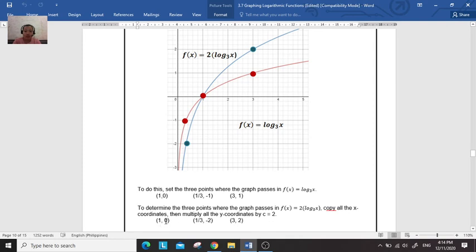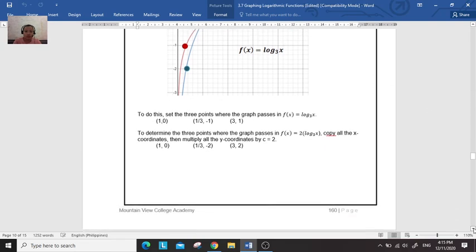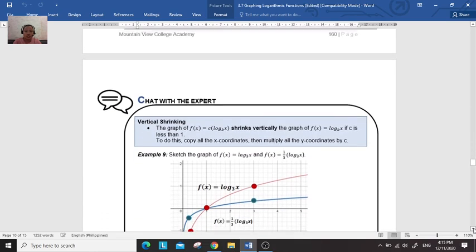Let's multiply it by 2, same 0. Let's multiply it with 2, we have negative 2. Let's multiply it with 2, we have 2. So we are going to plot the points 1, 0, and then the other one 1/3, negative 2, and then the other one is 3, 2. Okay, so next, let's have the vertical shrinking.